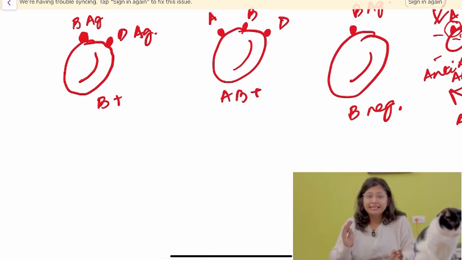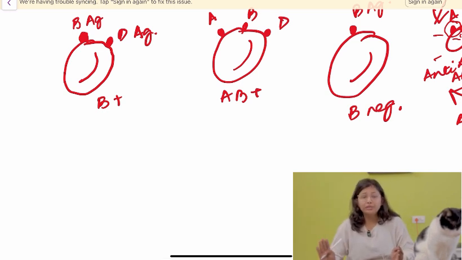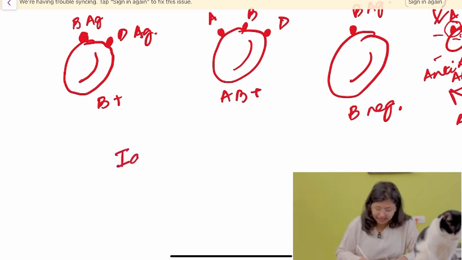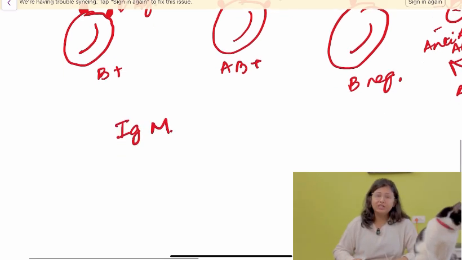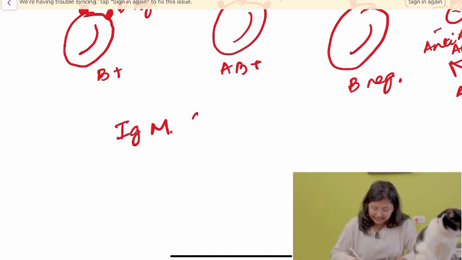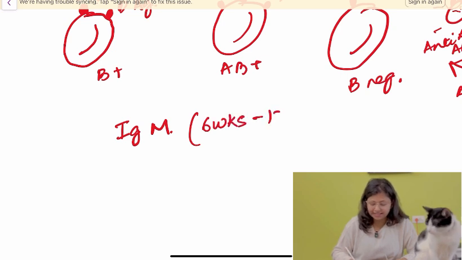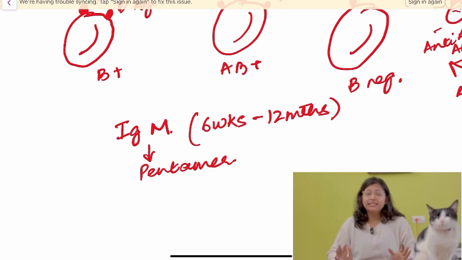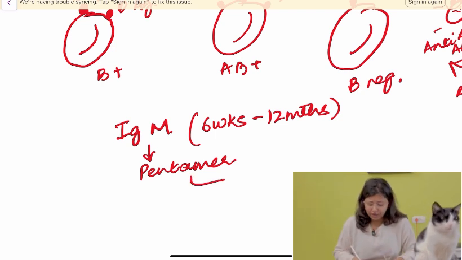Now, this immune response that is happening, we know that the first response of the body's immunity is always IgM. This is the acute phase reactant that we have. And this reaction can take between 6 weeks to 12 months to form. And we know that IgM is a big molecule. It is a pentamer. Because it is a big molecule, it is not able to cross the placenta.